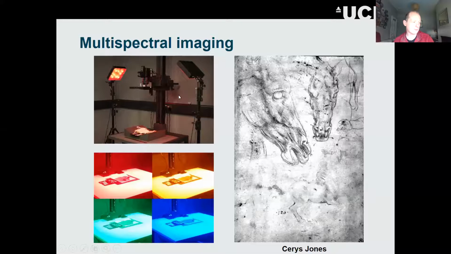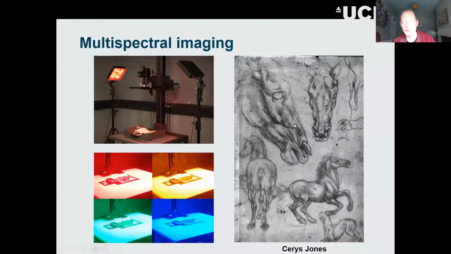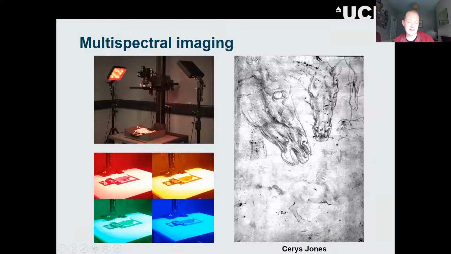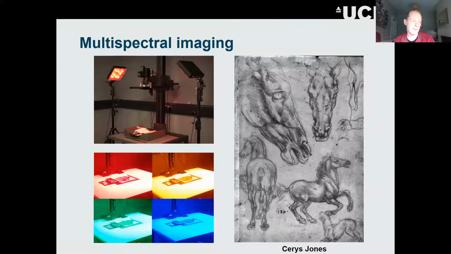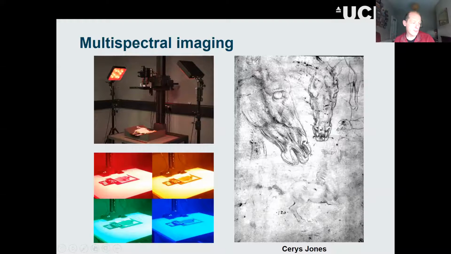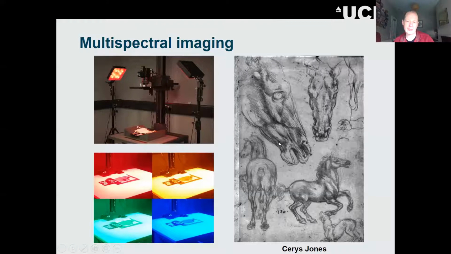The image that you see on the right is still one of the high points for me, which is when somebody brought some drawings by Leonardo da Vinci into our lab. And this is a silver point drawing. So it's drawn with a silver pen on a gritty paper. And you can see it's flicking between two different images. The brighter image is the image taken under green illumination. So that corresponds to what you would see under normal daylight.